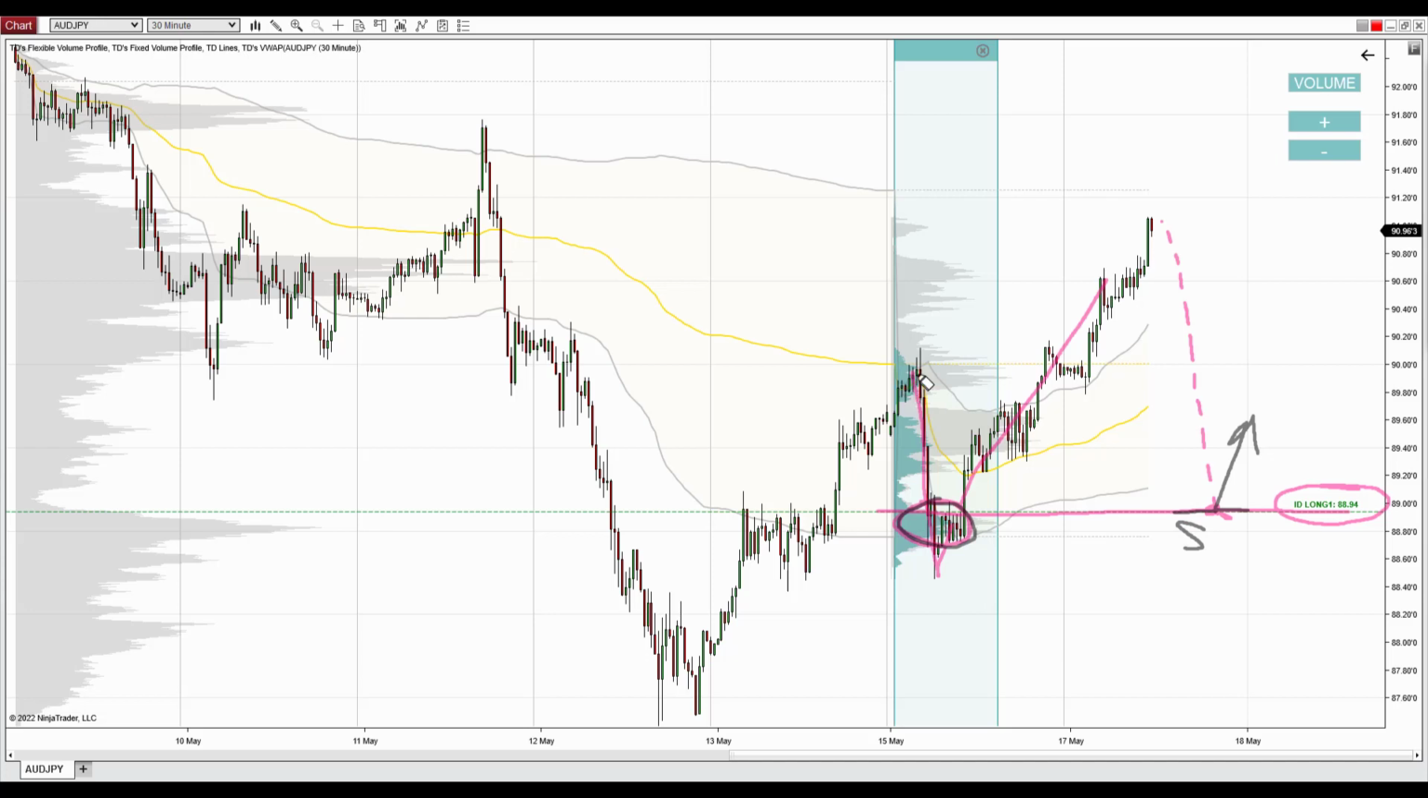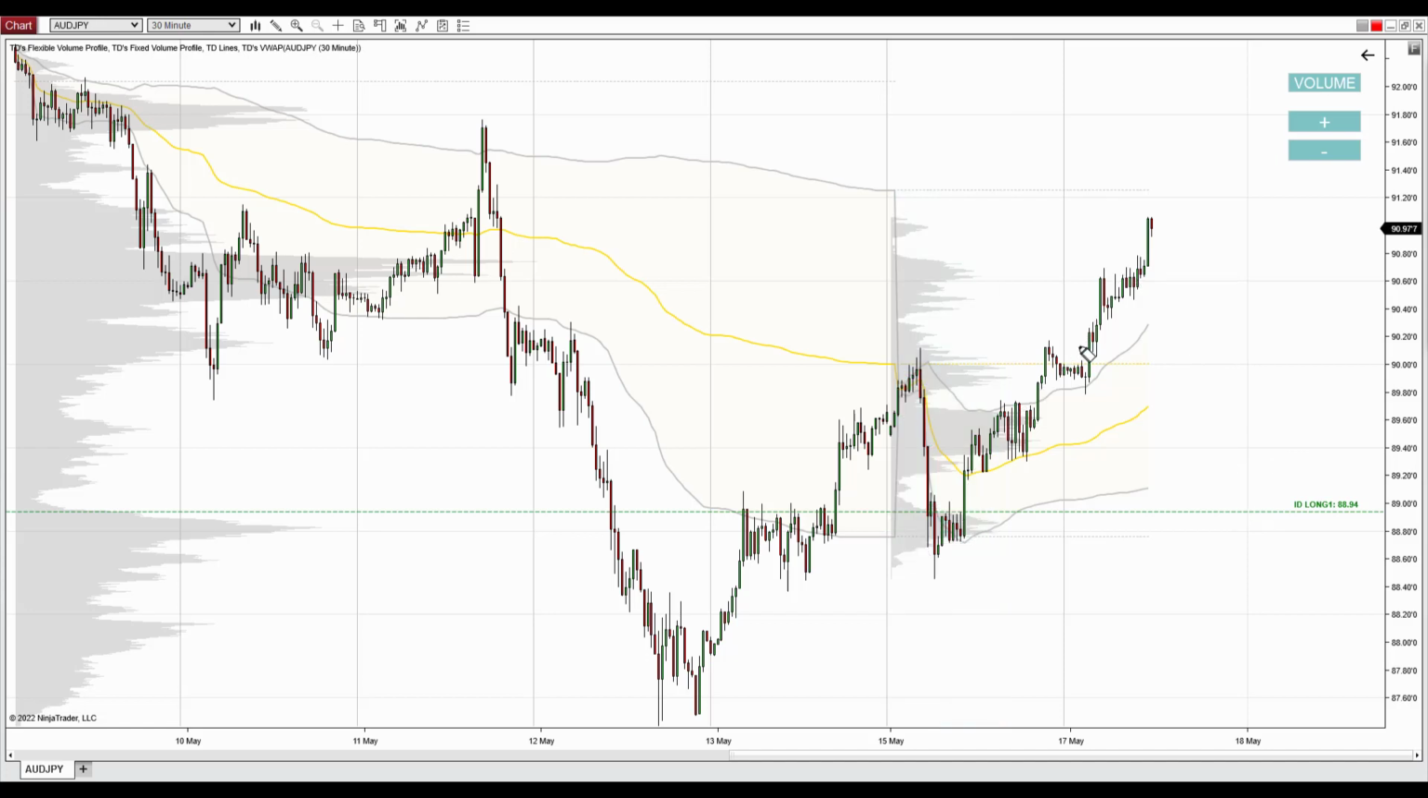This setup which I used here is called the rejection setup. You trade it when there is a rejection like this, strong reversal, right? And when there is that reversal, you want to see significant volume zone within that reversal, and then you trade from there, right? This is how the rejection setup works.